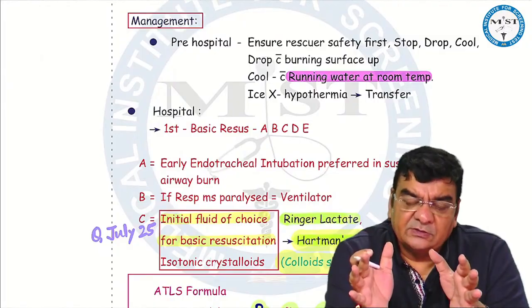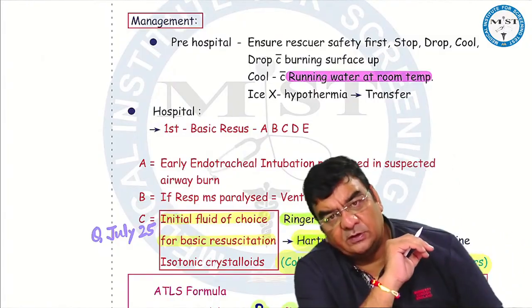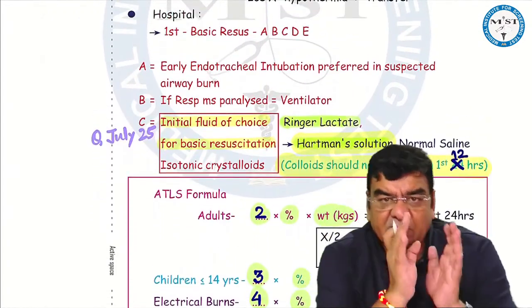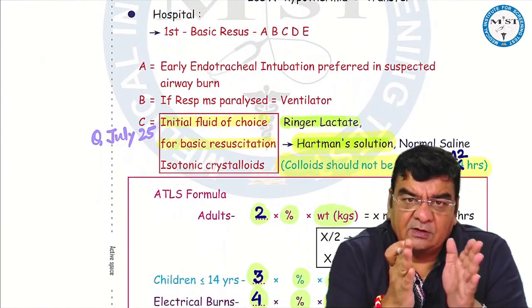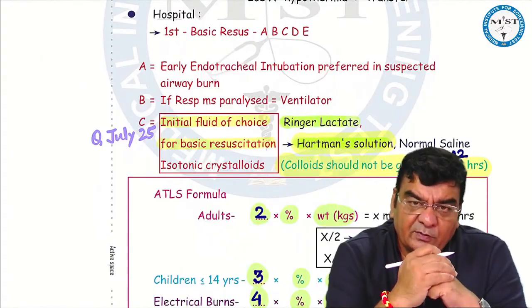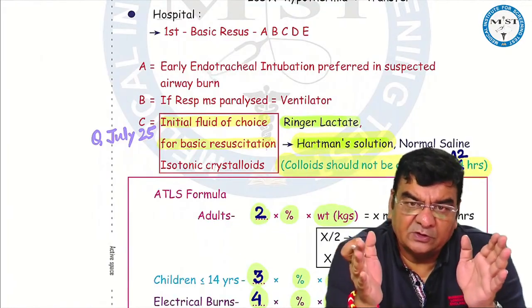Then these burn patients have to be transferred to the hospital quickly. And in the hospital, the doctor's first duty is to save the life. So basic resuscitation, ABCDE. Airway: early endotracheal intubation is preferred in suspected airway burns. Breathing: if respiratory muscles are paralyzed, put the patient on a ventilator.